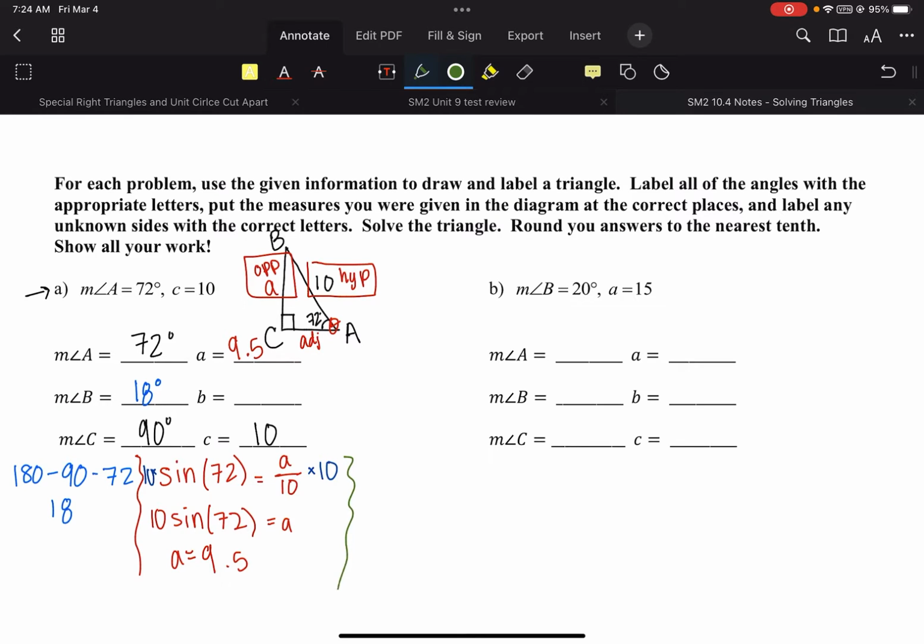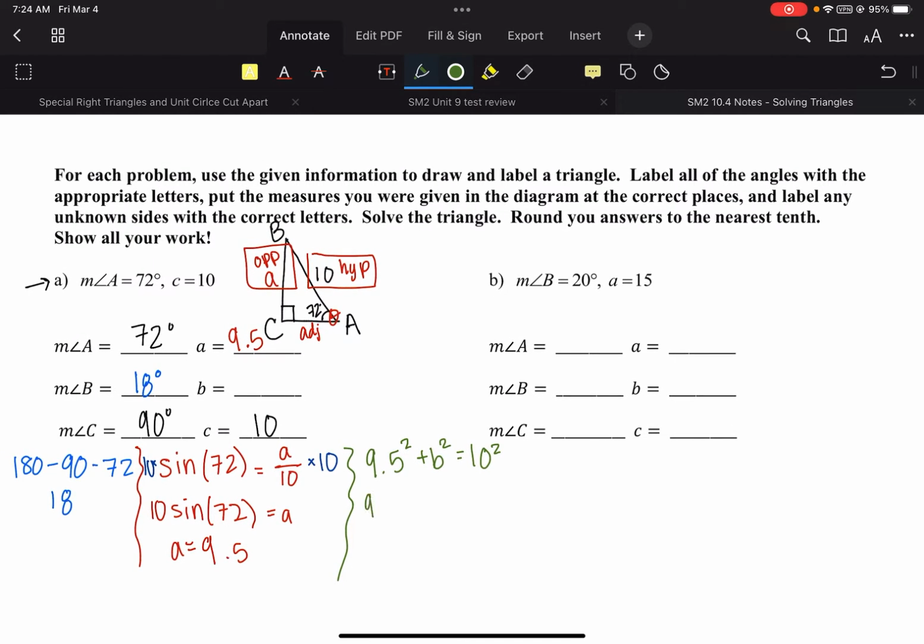And then I just have one more missing piece. I've got to solve for B. I'm going to use the Pythagorean theorem. A squared plus B squared is equal to C squared. So 90.25 plus B squared is equal to 100. 100 minus 90.25, get 9.75. Take the square root of that, and we get 3.1. So my B value is 3.1.